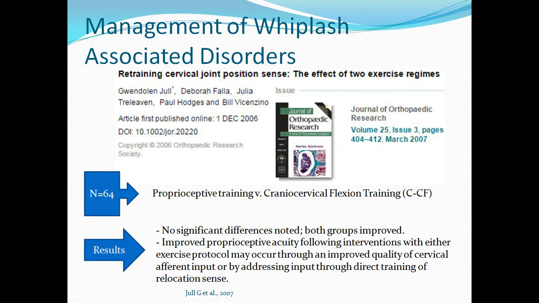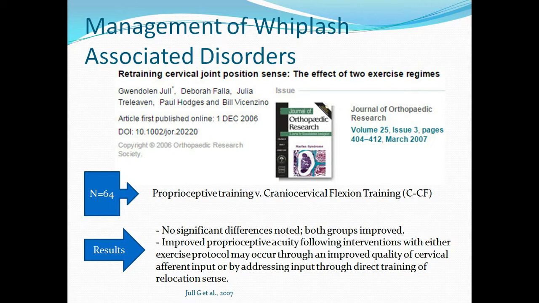The study included 64 female subjects with persistent neck pain and deficits in joint position error. After 6 weeks of training at a frequency of once per week, both groups actually experienced significant improvements in joint position error, neck pain intensity, and perceived disability. The results demonstrated that both proprioceptive training and craniocervical flexion training have demonstrable benefit on impaired cervical joint position error in people with neck pain.